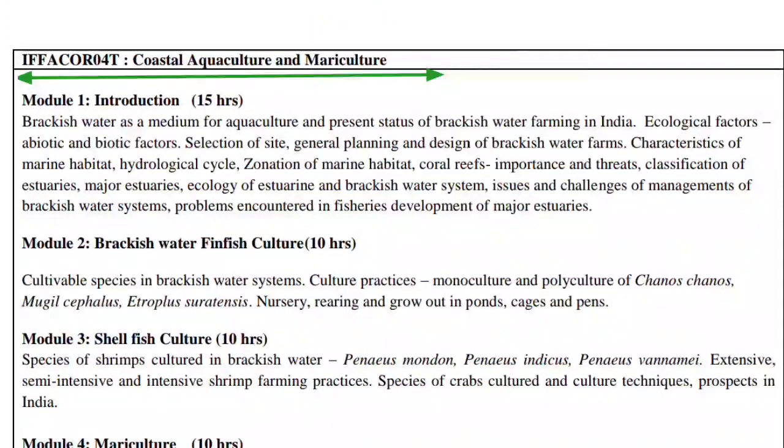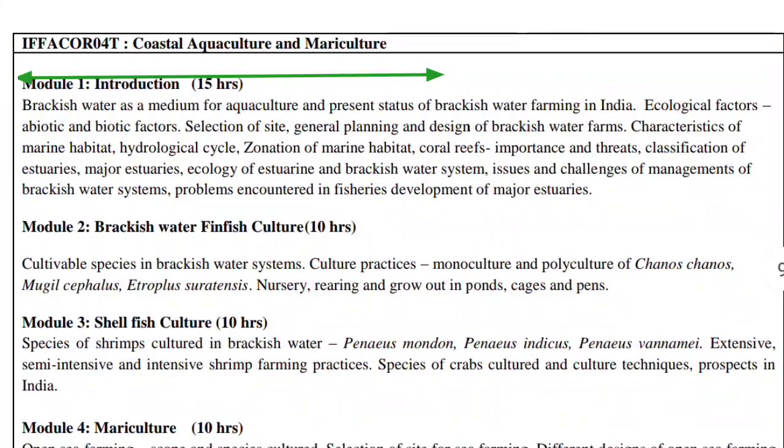Coastal aquaculture and mariculture. Introduction: brackish water as a medium for aquaculture and present status of brackish water farming in India. Ecological factors, abiotic and biotic factors. Selection of a site, general planning and design of a brackish water farm, characteristics of marine habitat, hydrological cycle, zonation of a marine habitat, coral reefs, importance and threats, classification of estuaries, major estuaries, ecology of estuarine and brackish water systems, issues and challenges of management of brackish water systems, problems encountered in fisheries development of major estuaries, and brackish water finfishes.